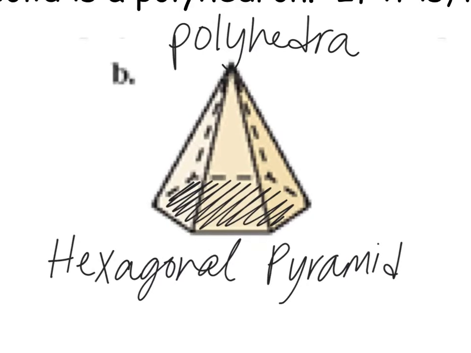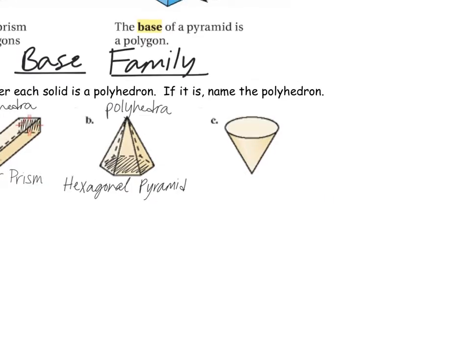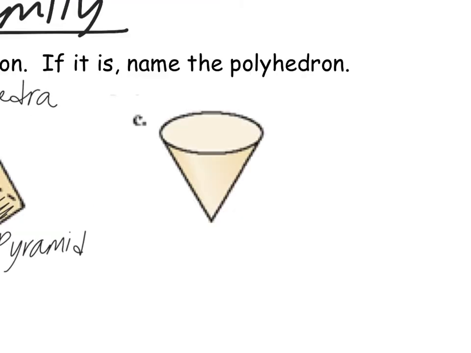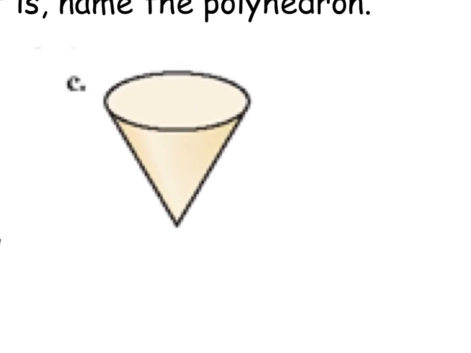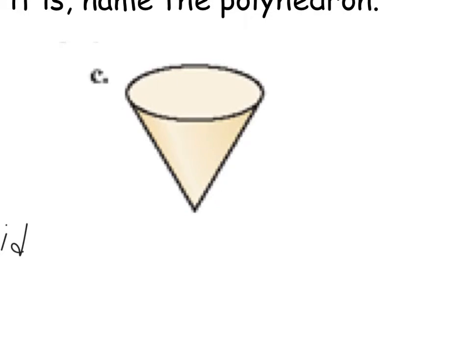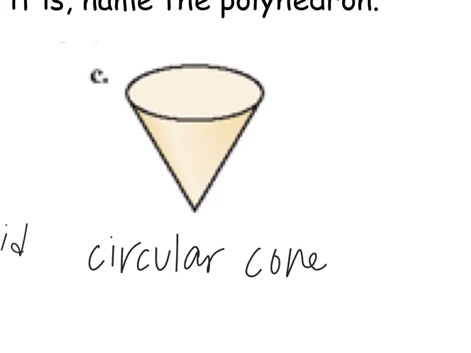Okay, and the last one. We can still name it by base and type. So the base is a circle, and it is a cone. So you can call it a circular cone. Is it a polyhedra? No.